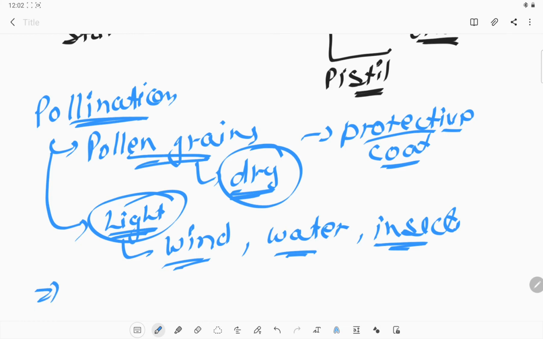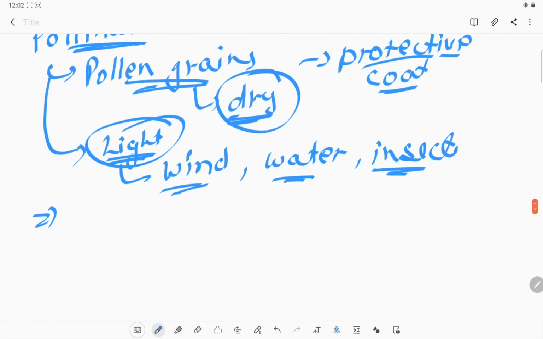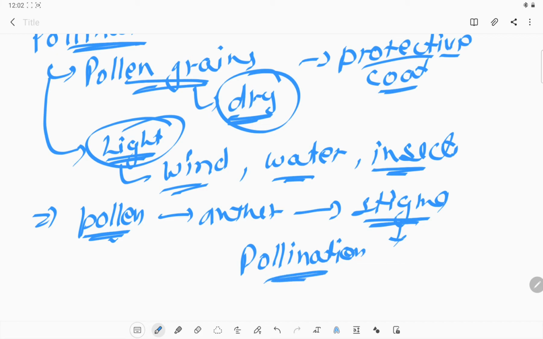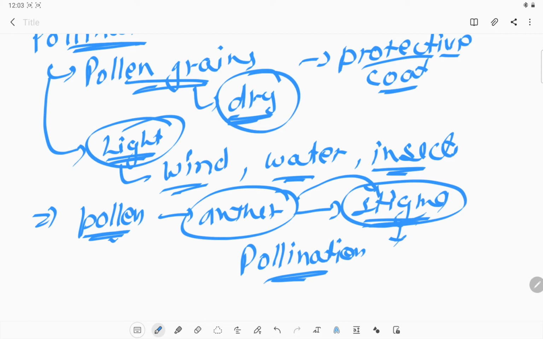Whenever the pollen grain is transferred from the anther to the stigma portion of a female flower, or the stigma portion of the flower, that is known as pollination. What is this? It is the process known as pollination. When a pollen grain from the anther goes to the stigma portion and lands on it, this process is known as pollination.